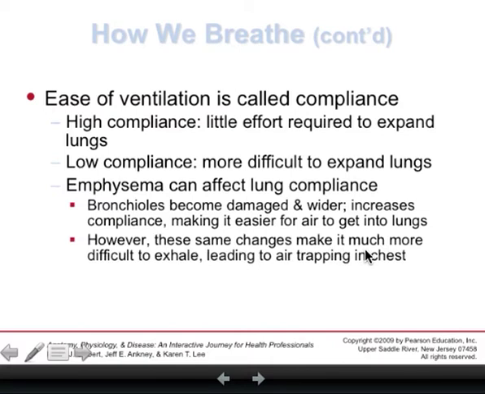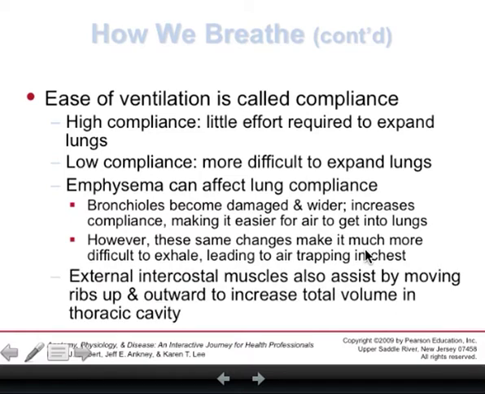However, these same changes make it much more difficult to exhale, and this leads to air getting trapped in the chest. The external intercostal muscles also help by moving the ribs up and outward to assist in expanding and contracting the volume of the thoracic cavity and increasing the amount of air that we can move in and out of the lungs per unit time.